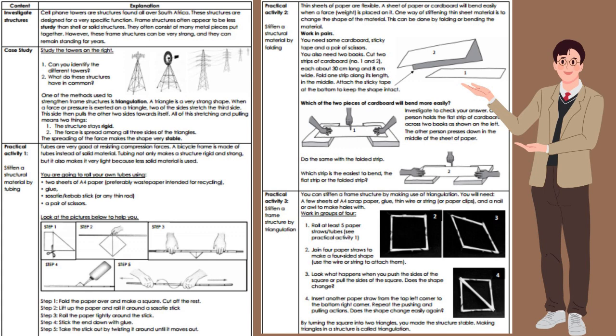4. Insert another paper straw from the top left corner to the bottom right corner. Repeat the pushing and pulling actions. Does the shape change easily again? By turning the square into two triangles, you made the structure stable. Making triangles in a structure is called triangulation.